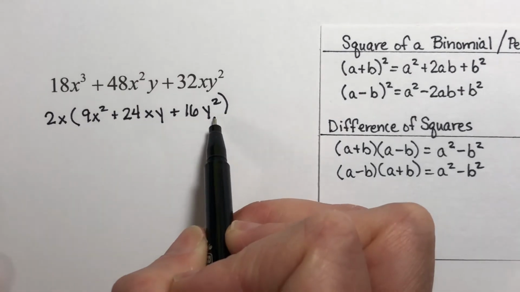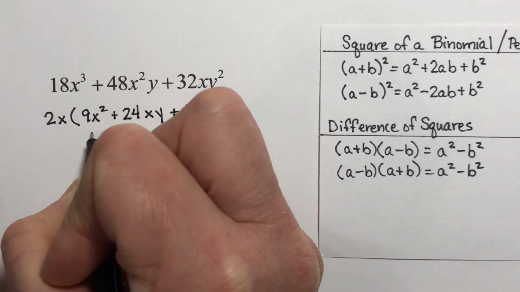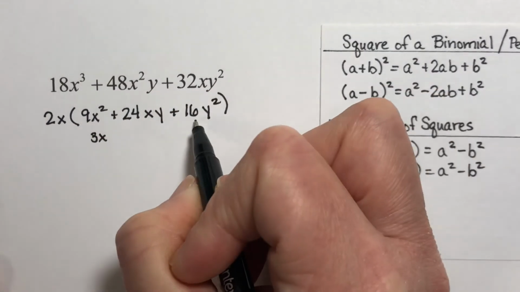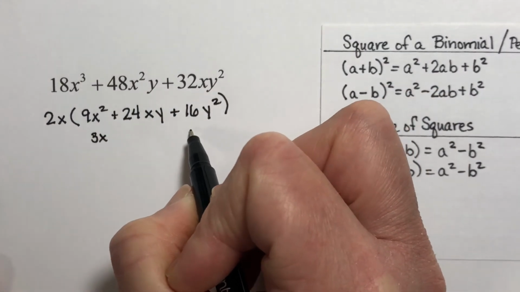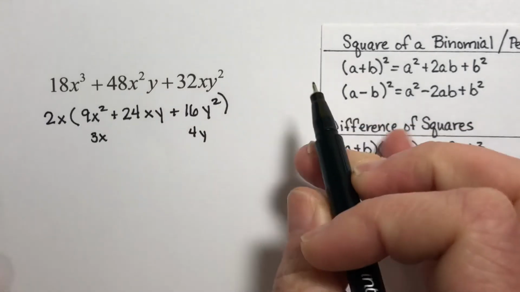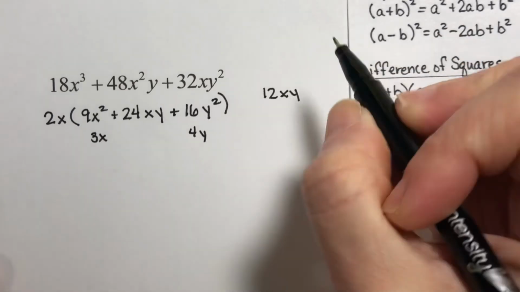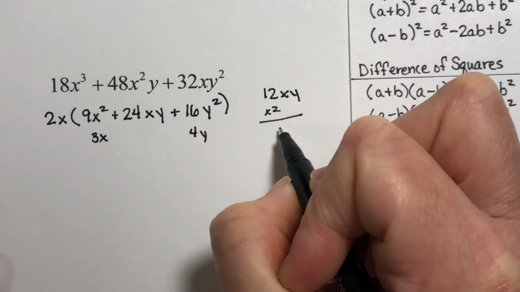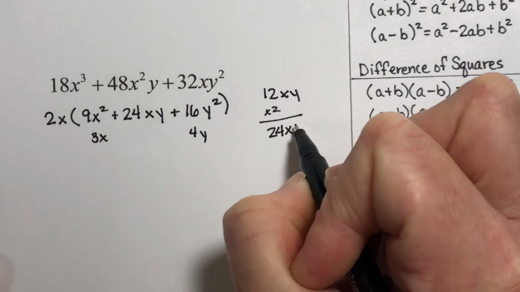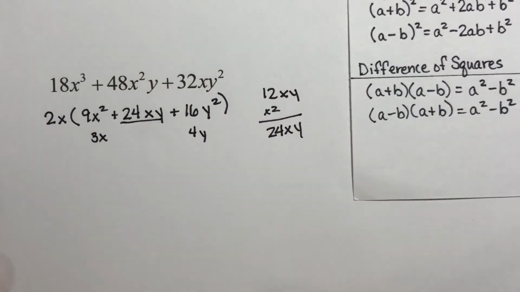This is a perfect square, so is that. The square root of 9x squared would be 3x. The square root of 16y squared would be 4y. If I multiply those together, I get 12xy. If I double that, I get 24xy, which is my center term.